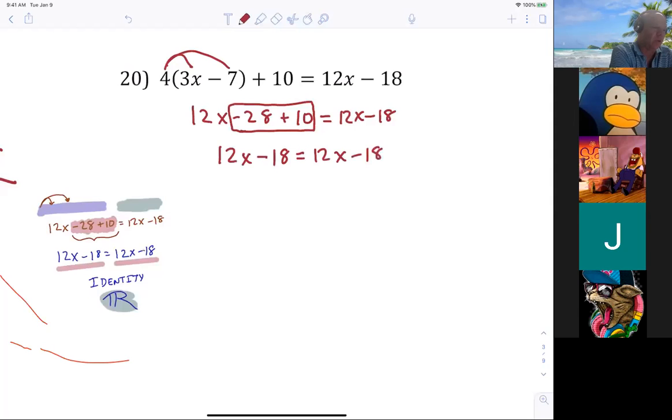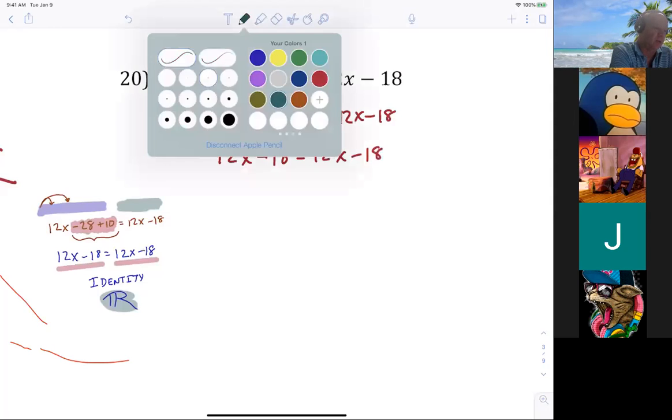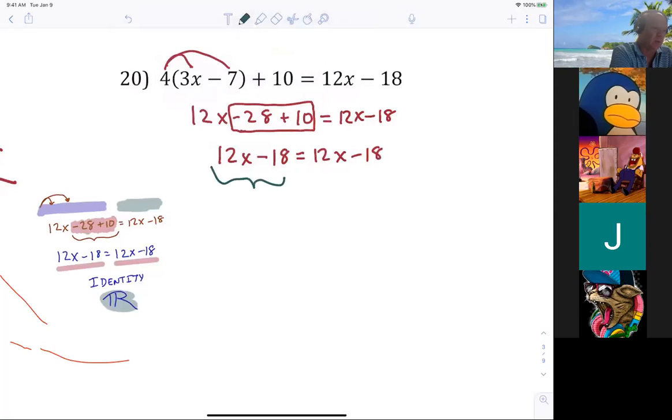Now what I really want you to be able to do, John, is just to look at that and say that's an identity. They equal each other, so it's always true. Okay. All right, thank you. You're welcome.